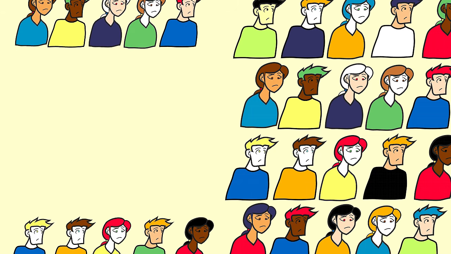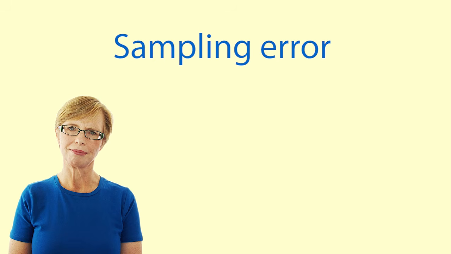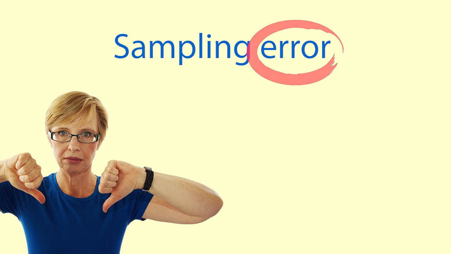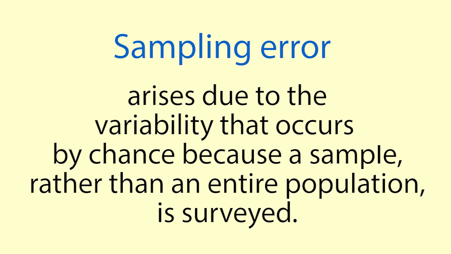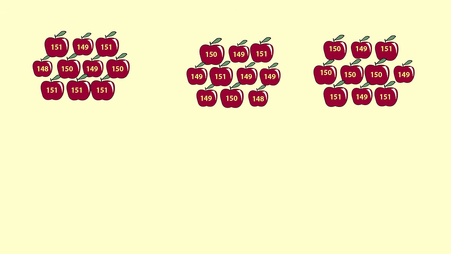Because we are looking at a subset of the population, we are not getting all the information about the population. And there are almost infinite different samples we could take, each with its own distribution. The term sampling error is a bit of a problem, as the word error suggests that a mistake has been made, but this is not actually the case. Sampling error arises due to the variability that occurs by chance because a sample, rather than an entire population, is surveyed. When samples are small, the potential effect of sampling error is greater, but even with a big sample we can never eliminate sampling error completely.